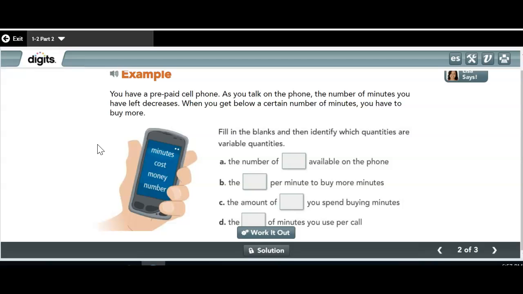My dad actually has a plan like this, and he uses a flip phone. Crazy, huh? He doesn't own one of those smart things.